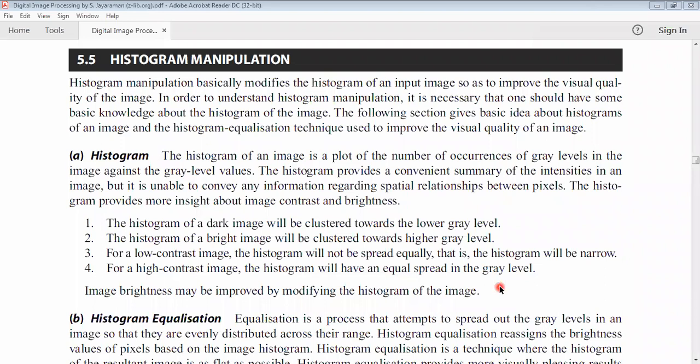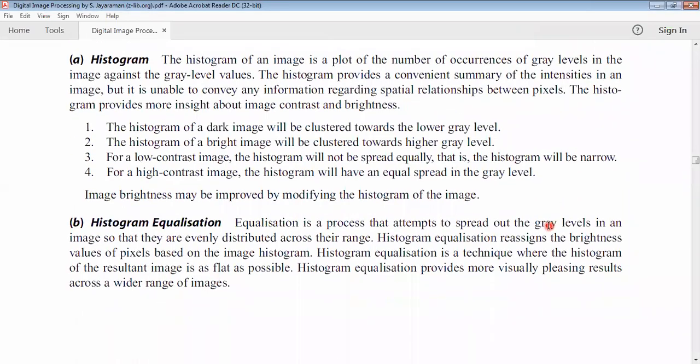Next one is histogram equalization. What is the concept of histogram equalization? Suppose whatever original image we have, if you plot the histogram of the same image, we are just going to get some information.